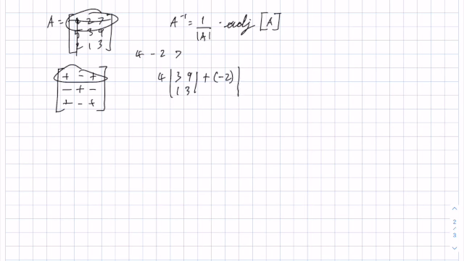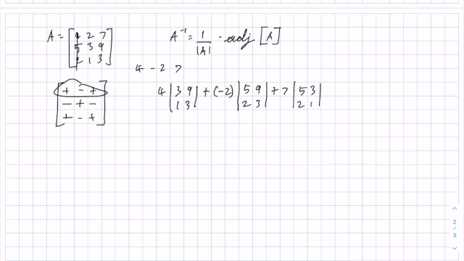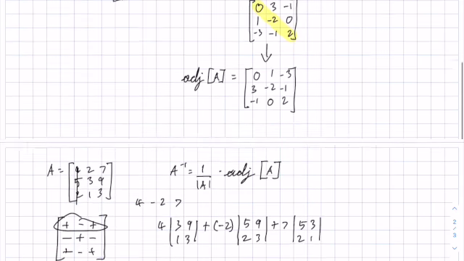If you don't know what I'm doing, you probably want to check out that video that I previously mentioned on finding determinants. It would probably help you understand what I'm doing. 5, 9, 2, 3, plus 7 times determinant of 5, 3, 2, 1.